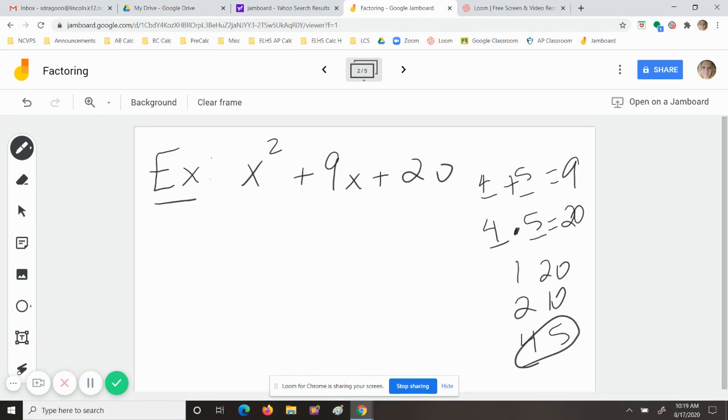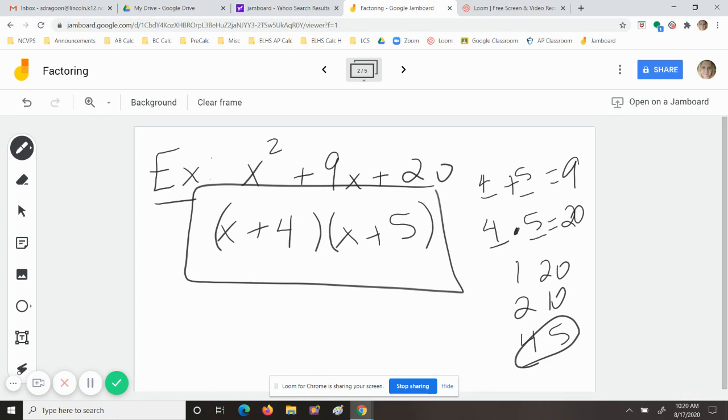Now that we have these two numbers, we want to factor this expression. So you want to have two different parentheses. You're going to have x at the beginning of each of those. And then you just want to input your numbers in whatever sign they have. So we both have positive 4 and positive 5. So we're going to have x plus 4 and x plus 5. So that would be the factored expression for x squared plus 9x plus 20.